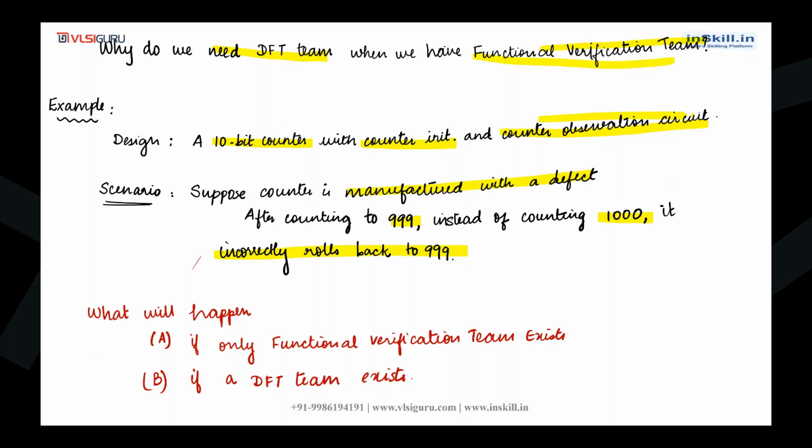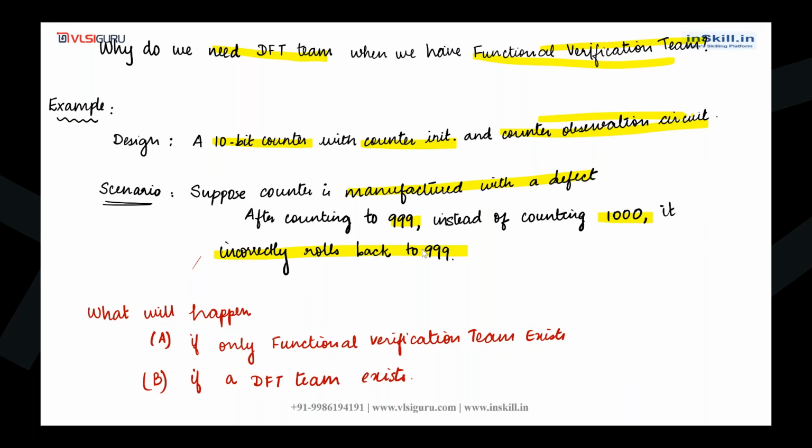Okay, so consider that in a design, you're having a 10-bit counter with a counter initialization and a counter observation circuit. The scenario is, suppose the counter is manufactured with a defect. So that's why after counting 999, instead of counting 1000, it incorrectly rolls back to 999. That is your design.